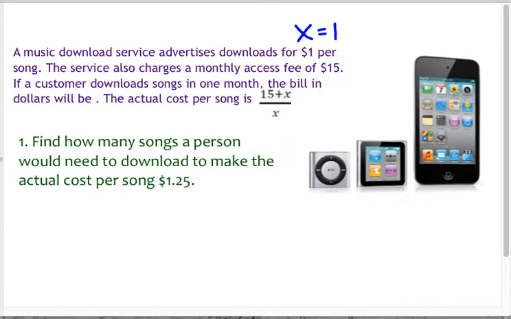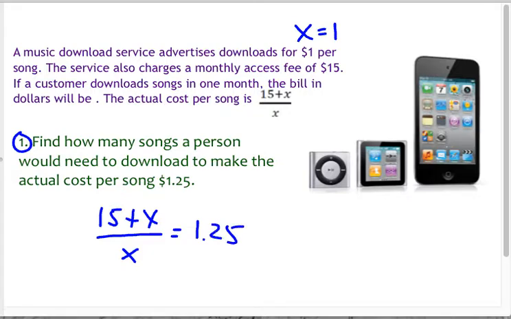How much is each song going to cost? Well, the $15 plus $1 for each song, and then you have to divide that by the number of songs that you purchase, and that'll be the cost per song. So it says number 1 here, find how many songs a person would need to download to make the actual cost per song $1.25. So here's the cost per song: 15 plus x, all over x, equals $1.25.